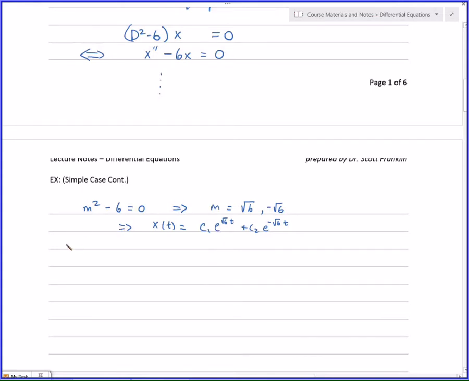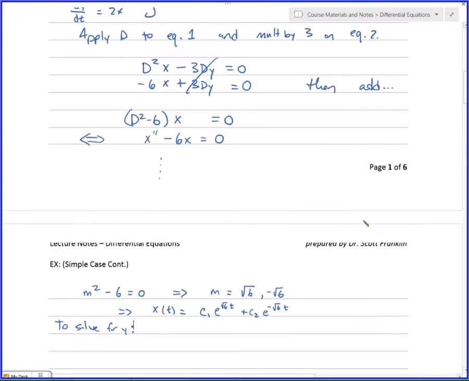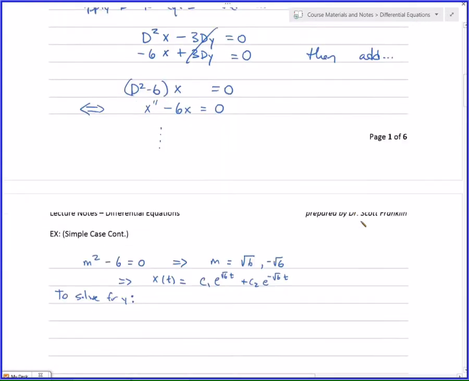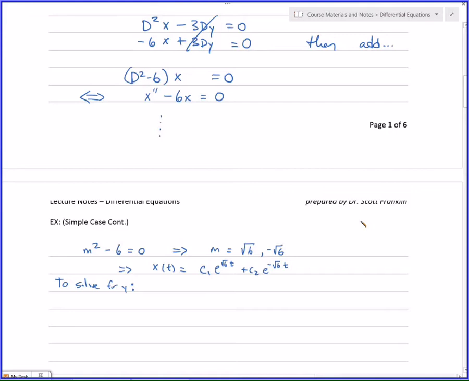So that's my x. Now, how do we find y? To solve for y, we can do one of two things. We could take this x and plug it back into one of our equations, or we could just eliminate the other variable. Either substitute and solve, or eliminate y. Oh, sorry, eliminate x's, I guess. I'm gonna do the second technique. Let's do eliminate y.